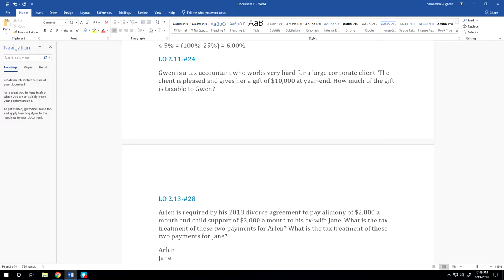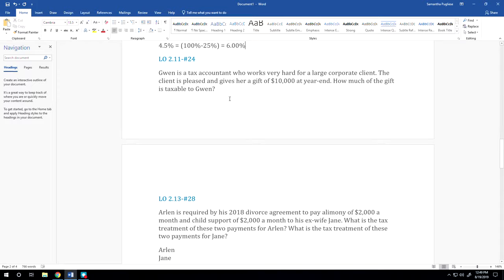Okay, Gwen is the tax accountant who works very hard for a large corporate client. The client is pleased and gives her a gift of $10,000 at year end. So we might just think, okay, I remember that gifts were excluded from taxable income up to whatever the amount is for that year. They'll change it every year or every couple years. It continues to go up.